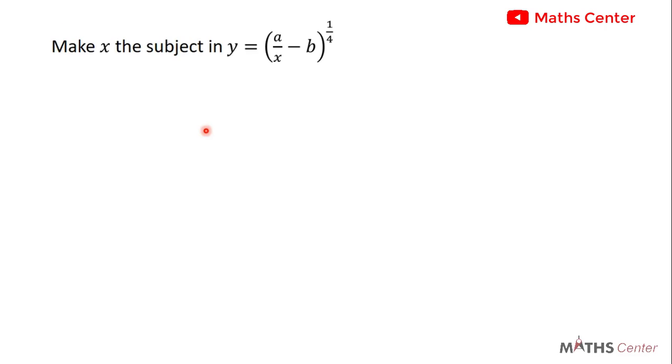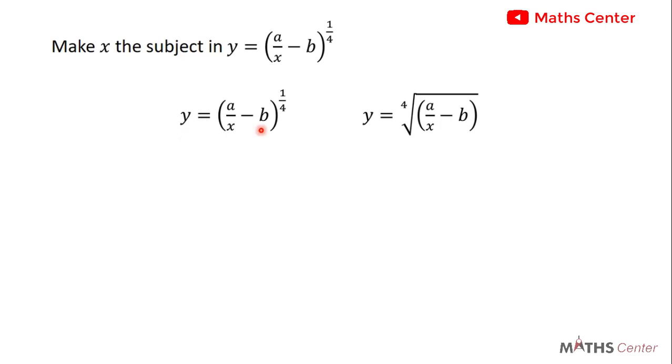So let's look at our question for this video. Make x the subject in y is equal to a over x minus b all raised to the power 1 over 4. So this is the question. We know from indices that this is the same as y is equal to the fourth root of a over x minus b.